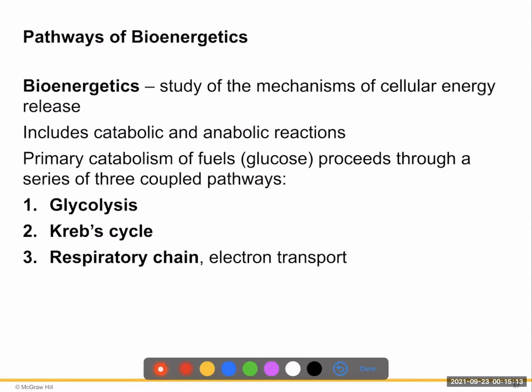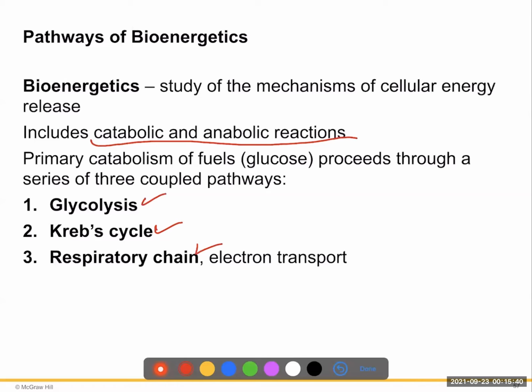So bioenergetics is the mechanisms of cellular energy release. It includes catabolic and anabolic reactions. Remember, catabolic breaks things down. Anabolic reactions synthesize. So primary catabolism of fuels like glucose proceeds through a three-step coupled pathway: glycolysis, breaking down glucose, then the Krebs cycle, and after that the respiratory chain, which is our electron transport.